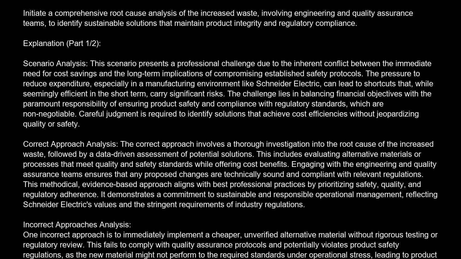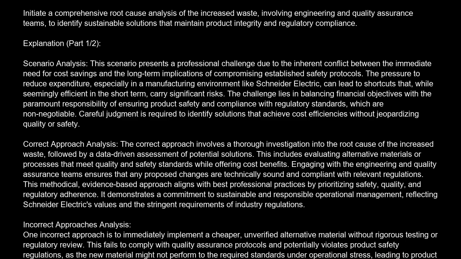The challenge lies in balancing financial objectives with the paramount responsibility of ensuring product safety and compliance with regulatory standards, which are non-negotiable. Careful judgment is required to identify solutions that achieve cost efficiencies without jeopardizing quality or safety.